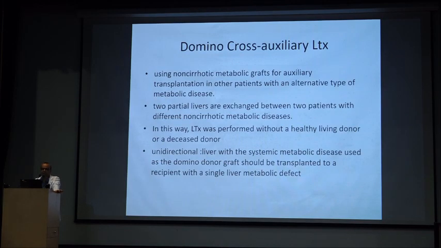Then there is domino cross-auxiliary, using a non-cirrhotic metabolic graft for auxiliary transplantation in other patients with an alternative type of metabolic disease. Two partial livers are exchanged or swapped between 2 patients with different non-cirrhotic metabolic diseases. In this way, LTX can be performed without a healthy living donor or a deceased donor. This is unidirectional, meaning that a liver with the systemic metabolic disease used as the donor graft should be transplanted to a recipient with a single liver metabolic disease and not to cirrhotics.